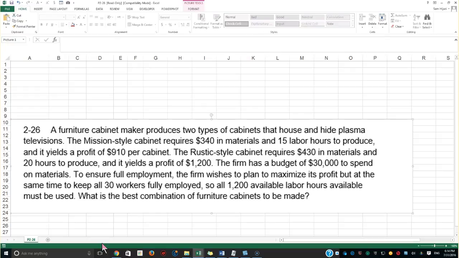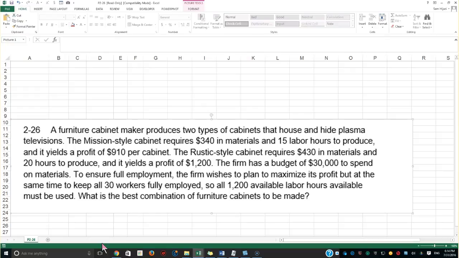Remember, we're talking here about optimization. So this is directly coming from a book, Decision Support Systems, the third edition, and it's problem 2-26. A furniture cabinet maker produces two types of cabinets. Okay, so we have two types of cabinets that house and hide plasma televisions, TVs.